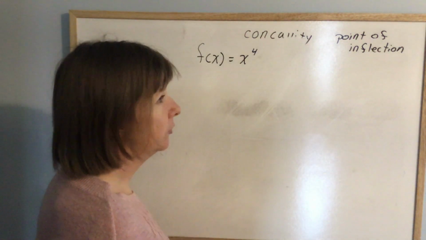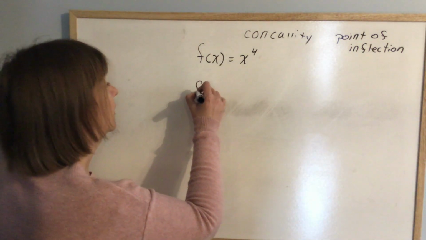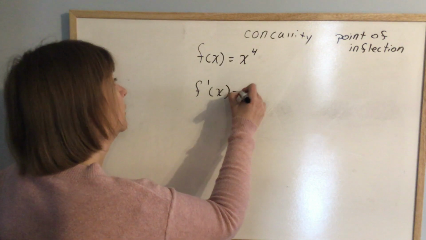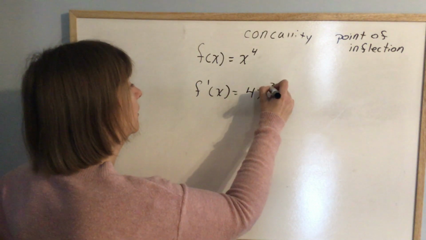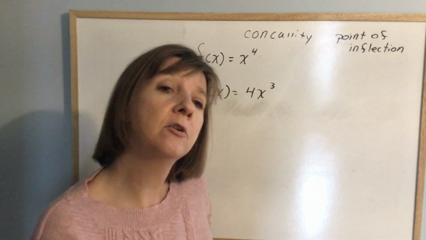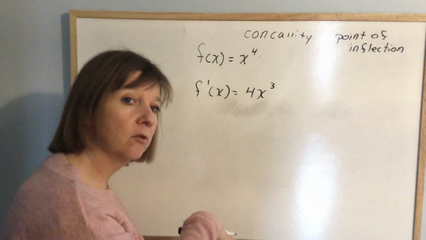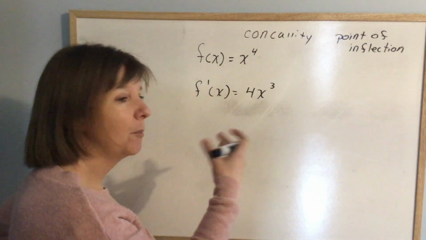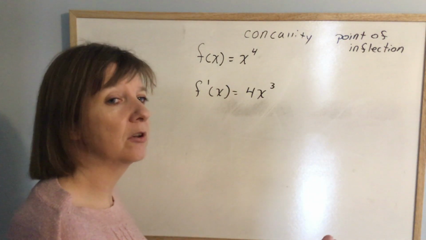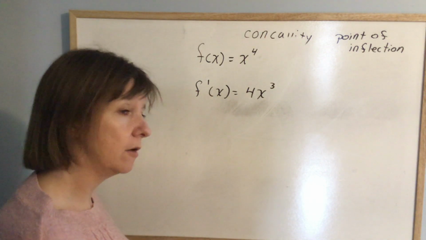So again, what I'm going to do is look for points of inflection. So we take the first derivative, which would be 4x cubed. Now, if I was looking for where it is increasing and where it is decreasing, I would make this equal to 0 and solve and do my test points. But we're not looking for increasing or decreasing this time. We're looking for points of inflection. We're looking for concave up and concave down.